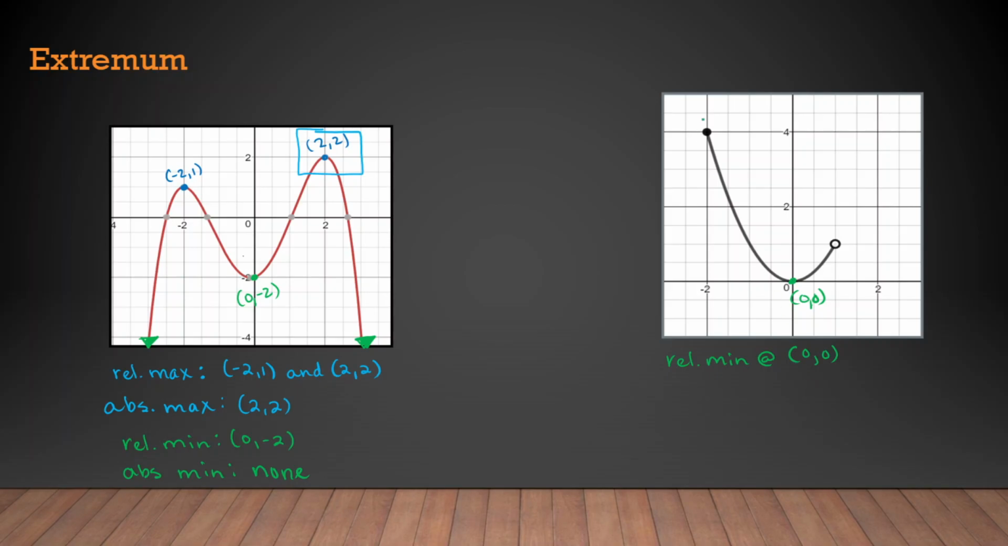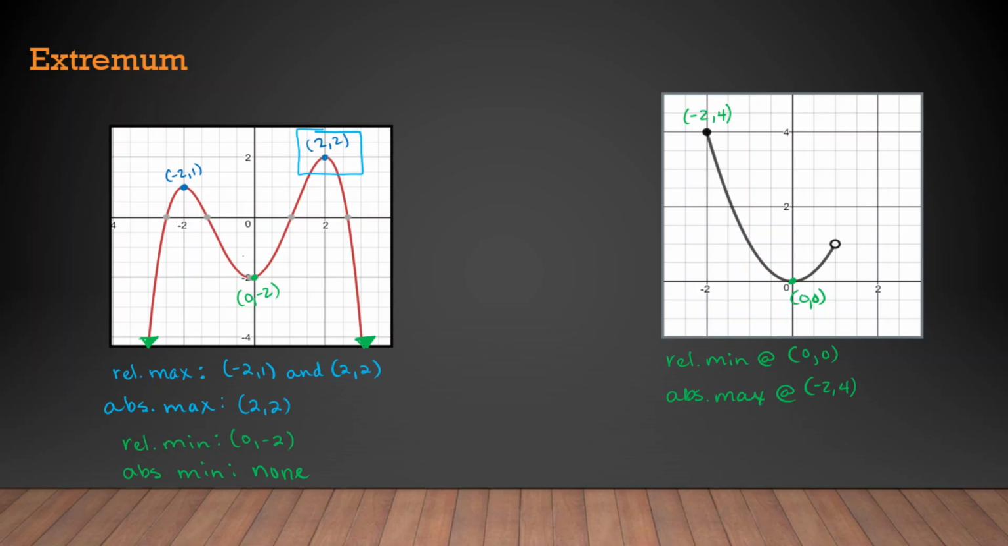Okay, then we have this endpoint here, which is actually the biggest the function ever gets. So that's an absolute max. Now it doesn't look like a peak, a mountaintop, because it's an endpoint. Endpoints can only be absolute mins and maxes.